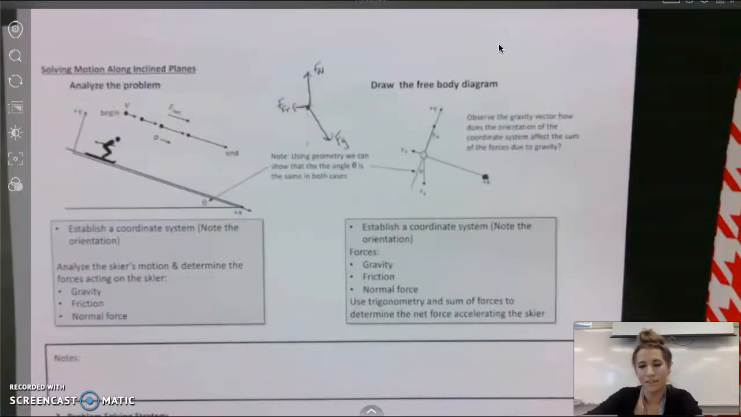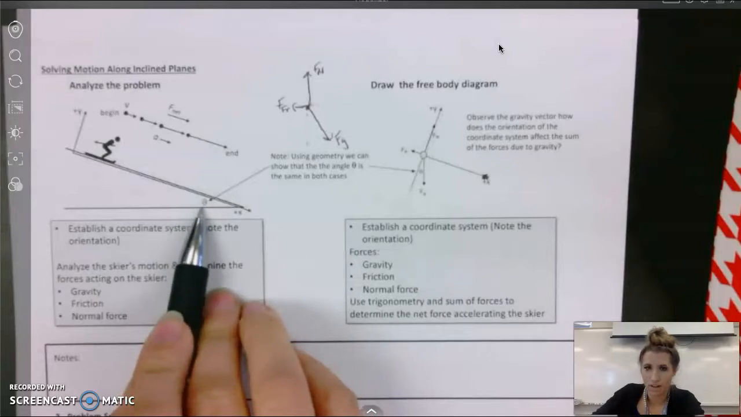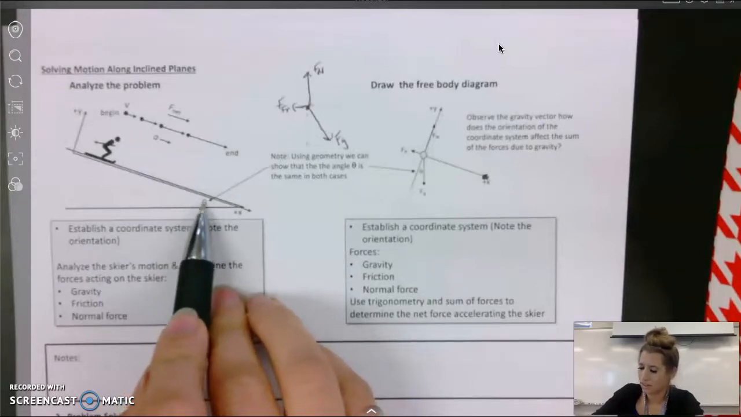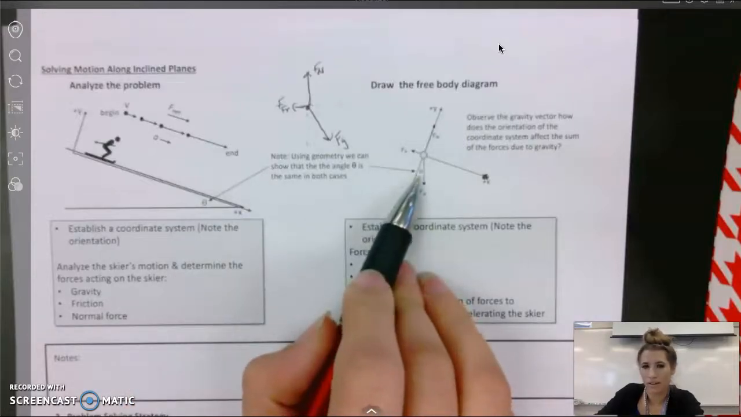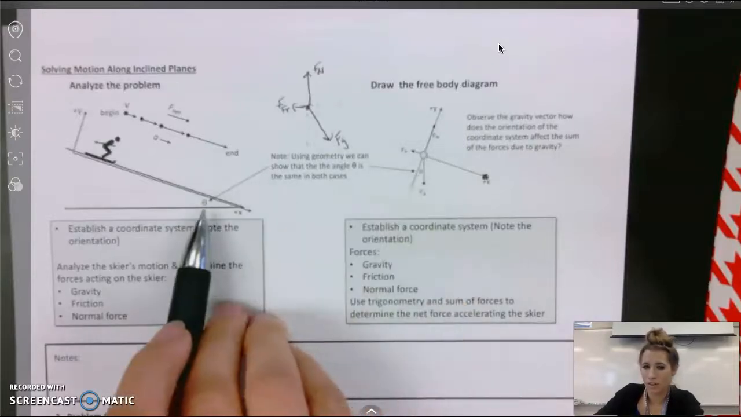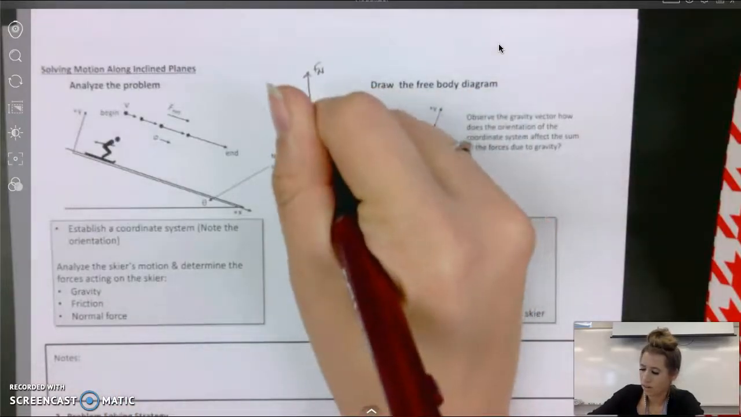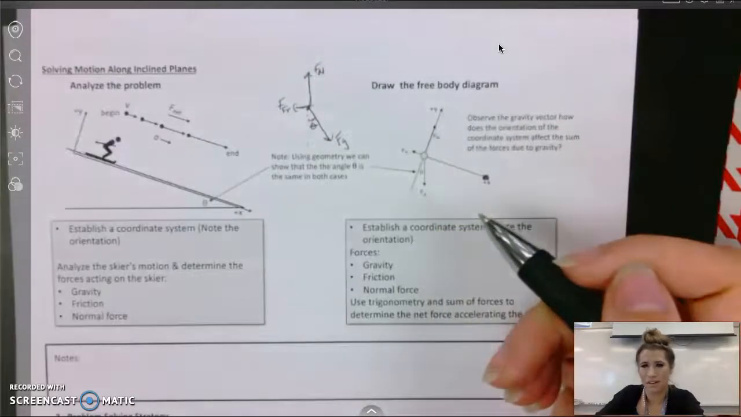Okay? Now, last part of this. Whatever the angle is of the incline, through some geometry and some skills, we can prove that it's the same angle here. Okay, so if you know the angle of the incline and then you shift your axes like this, then you also know the angle in between the y-axis and gravity.